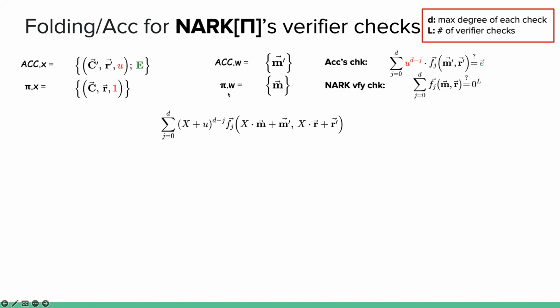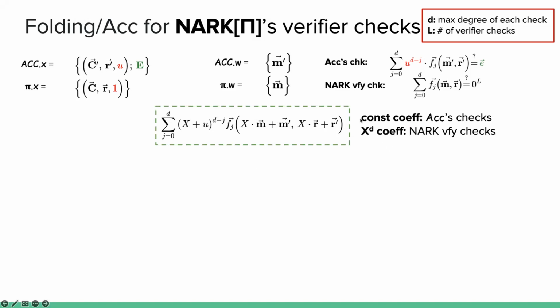So why do we care about this polynomial? The main reason is that if you expand it, we see that the constant coefficient exactly matches those equations being checked in the original accumulator's check. And the degree D coefficient is exactly the not verified check. So that means we can use some polynomial identity check later to prove that these two checks are correct.